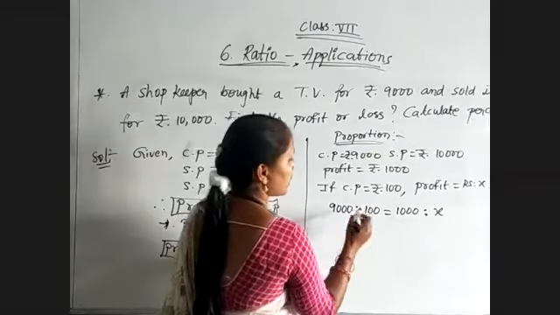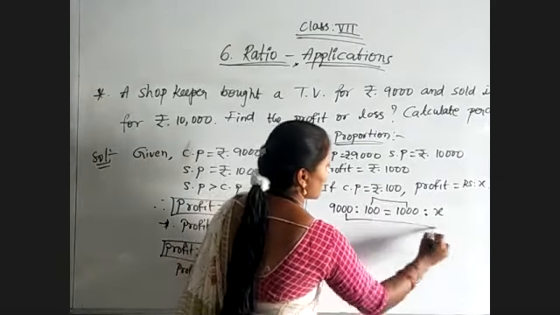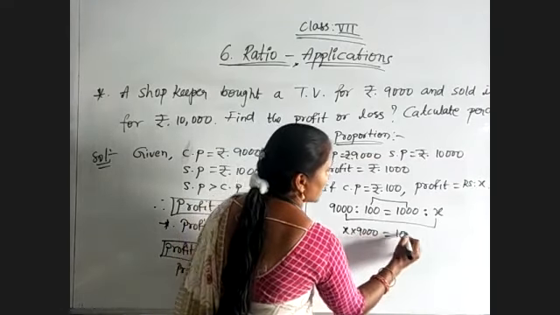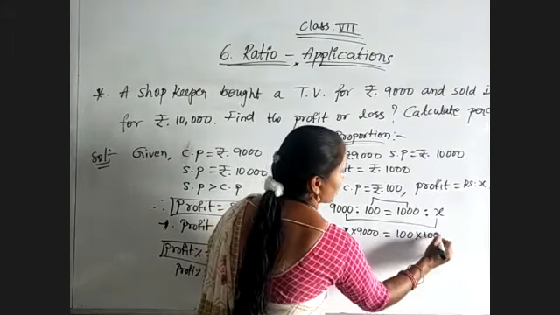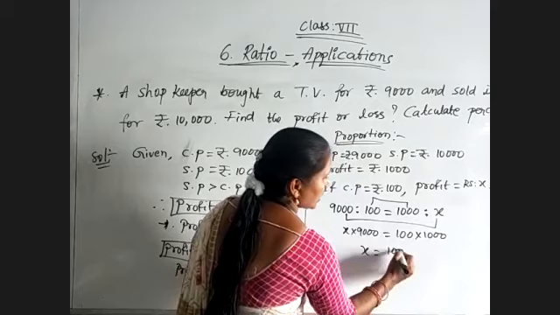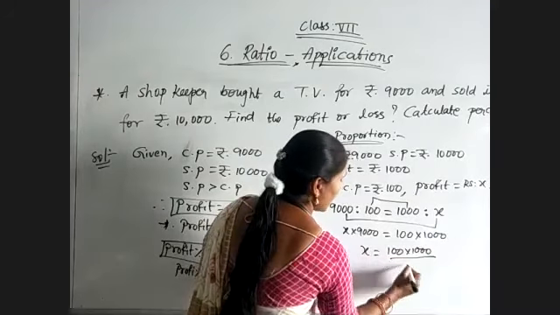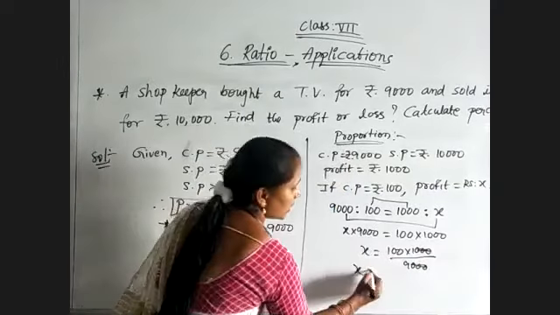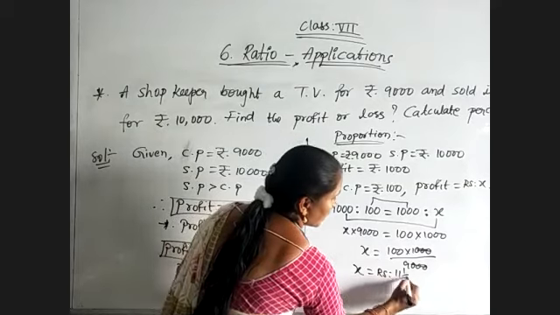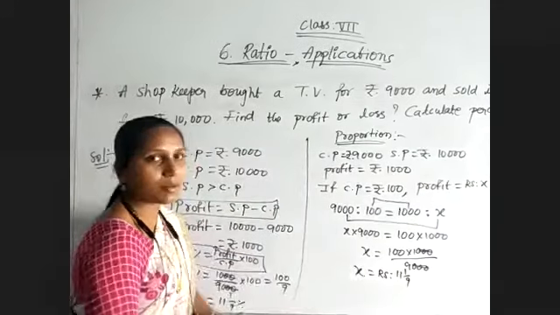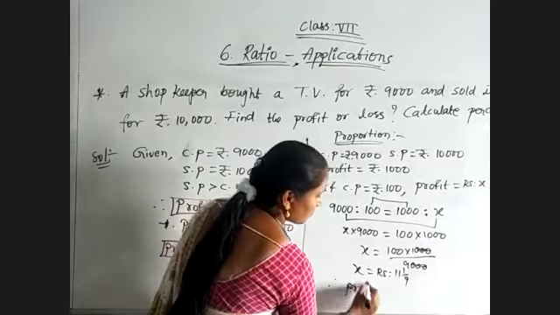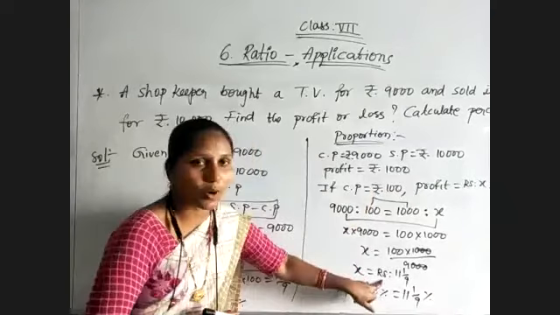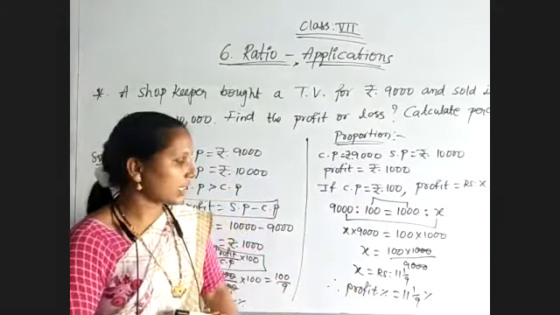Okay, simplify this. Product of means is equal to product of extremes. So X into 9,000 is equal to 100 into 1,000. Then X will be equal to 100 into 1,000 divided by 9,000. The zeros get cancelled, and 100 by 9 is nothing but 11 1 by 9 rupees profit for 100 rupees. Profit percentage is 11 1 by 9 percent. Rupees is profit, and percentage is percentage of profit.